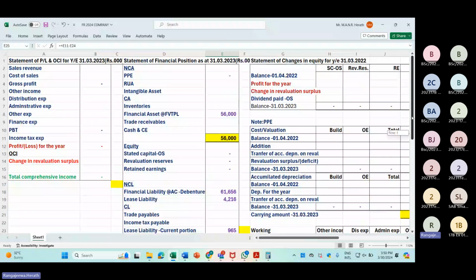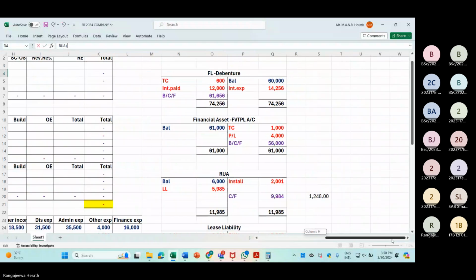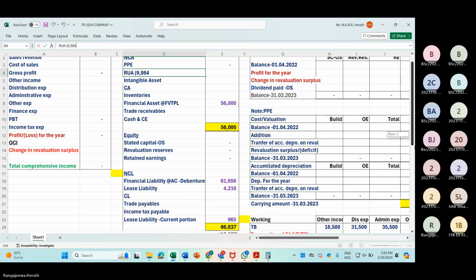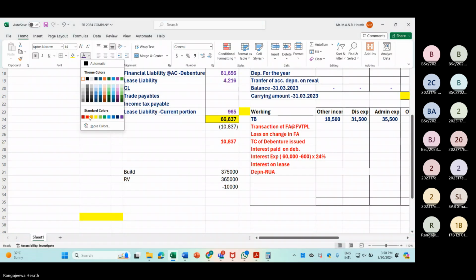Then the right of use asset. We have right of use asset original value carried forward 9,984. Value of right of use asset. From that, you can deduct the depreciation. Depreciation on right of use asset.